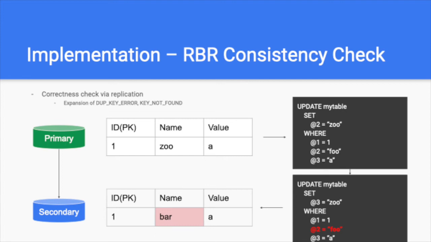Question? So on that, can you use row image minimal still, or do you have to use row image full for replication on row events?